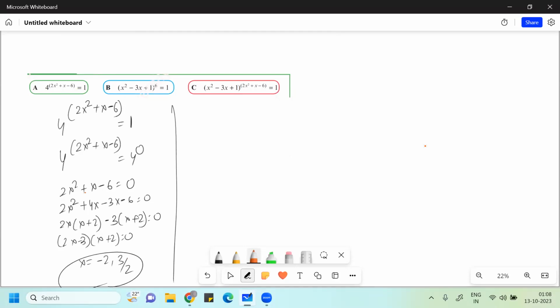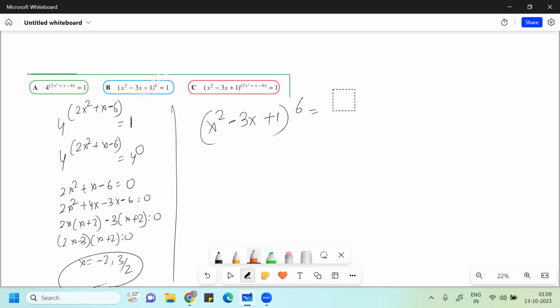Okay, then next thing. Again, here, x square minus 3x plus 1 to the power 6 is equal to 1. How is that possible? How do you get 1? It means the base is the same only. If you write this as x square minus 3x plus 1, plus 1 to the power 0, that will give you 1. That will not make much sense here while solving this equation.